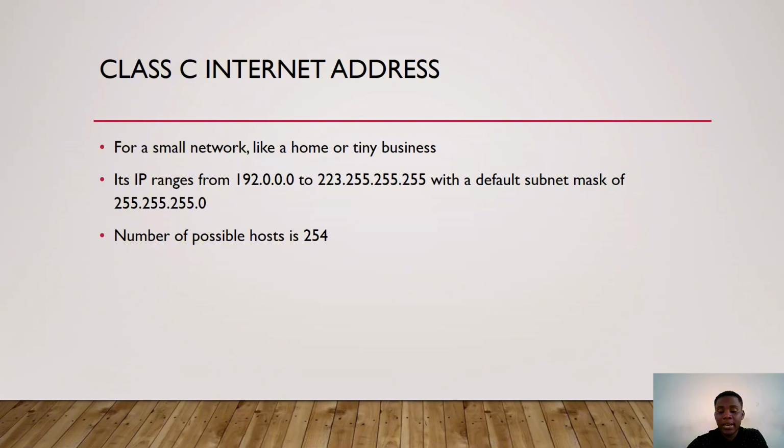We'll move on to the class C IP internet address. This one is for small networks like homes and tiny businesses. In networking, they call it SOHO, meaning small office home office. Its IP address ranges from 192.0.0.0 to 223.255.255.255 with a default subnet mask of 255.255.255.0. With this small network, the number of possible hosts is 254, which is not that much.